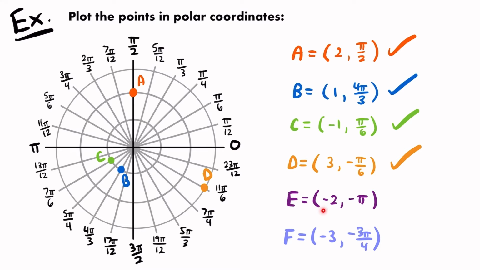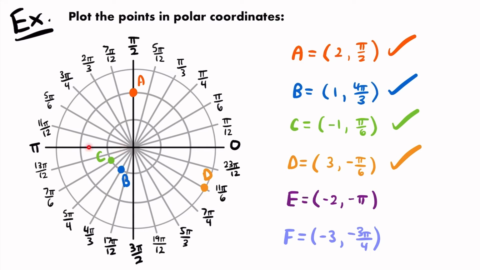Point E is equal to -2 comma negative pi. Now in this case, both the radius and the angle are negative, but our process is still going to remain the same. Start by measuring your angle and then measure your radius. So in this case, the angle is negative pi, so we're going to measure pi in the clockwise direction. Now in this case, that's actually going to be the same no matter which way you measure that. Positive pi and negative pi are going to take you to the same angle because a full circle is 2 pi. So if you go an angle of negative pi, that will take you to pi. And if you have an angle of positive pi, you're also at pi.